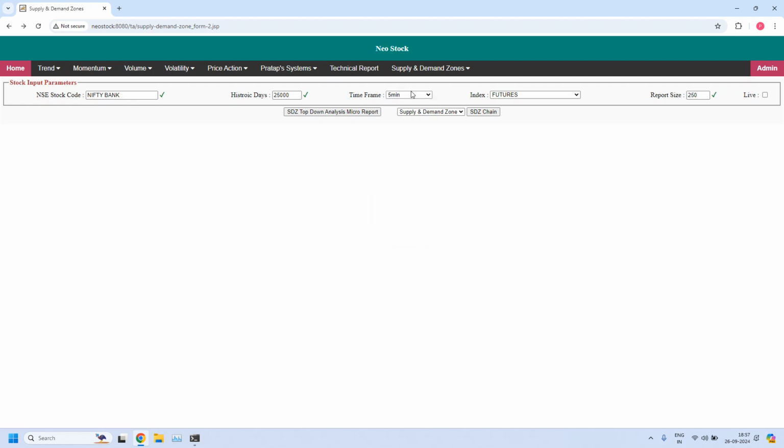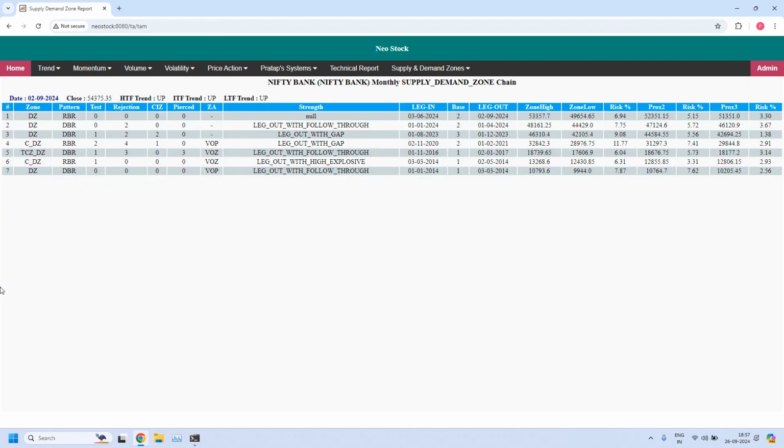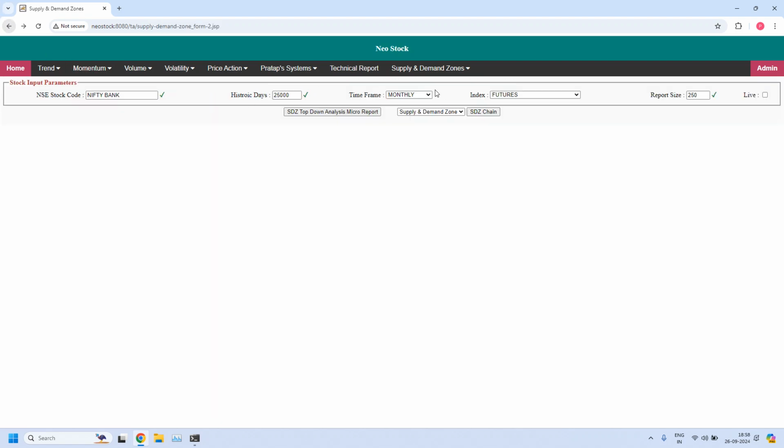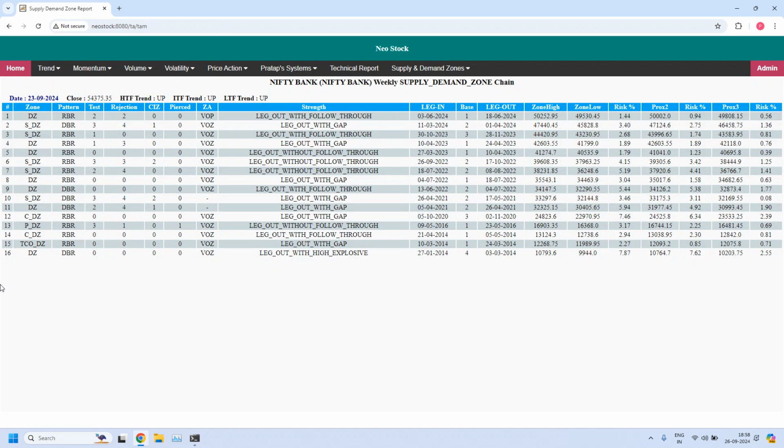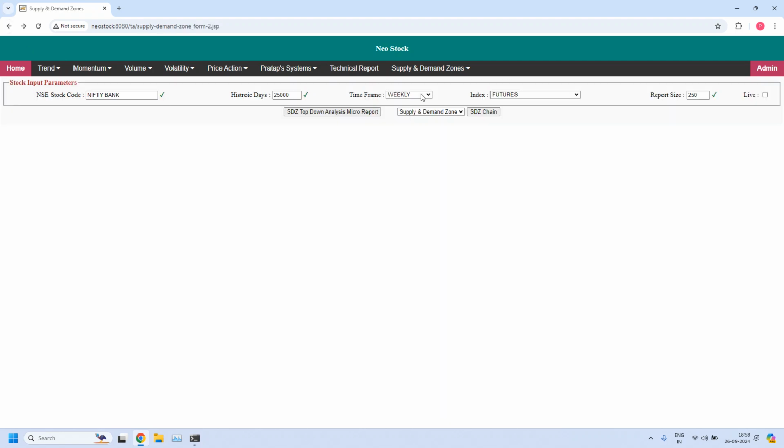Let's start with monthly time frame. I am generating monthly supply demand zone chain for BANKNIFTY. Next time frame is weekly, generating weekly supply demand zone chain for BANKNIFTY. The next time frame is daily, generating daily supply demand zone chain for BANKNIFTY.